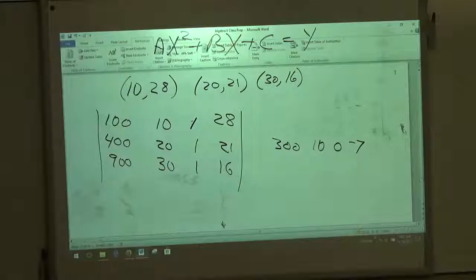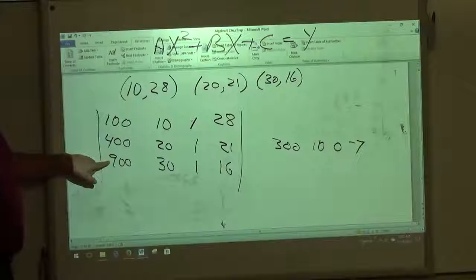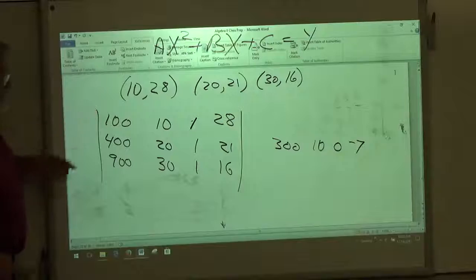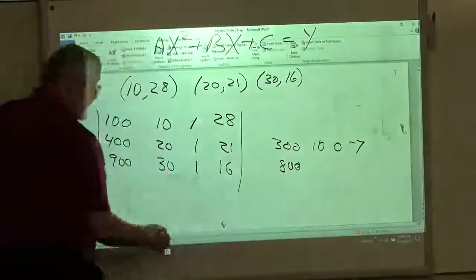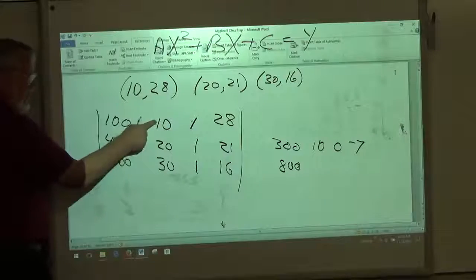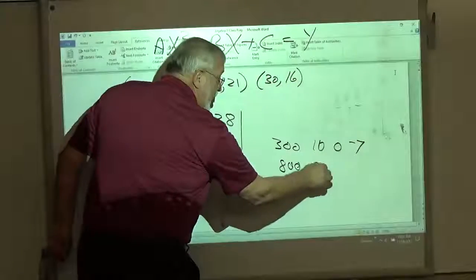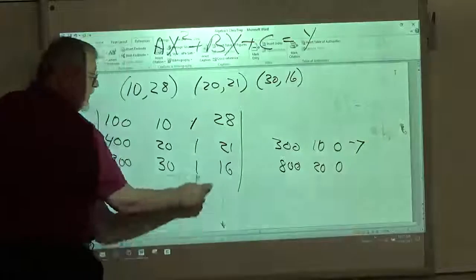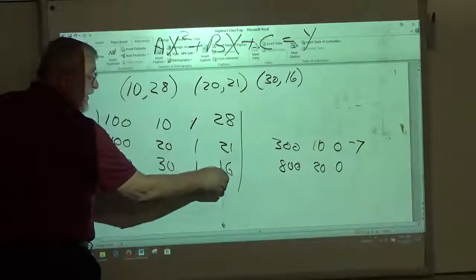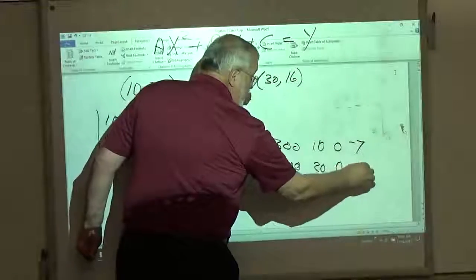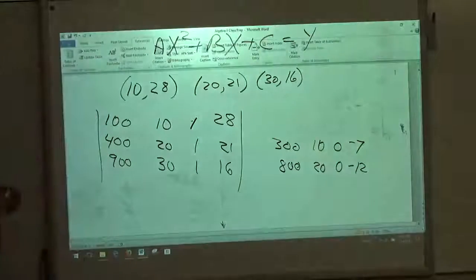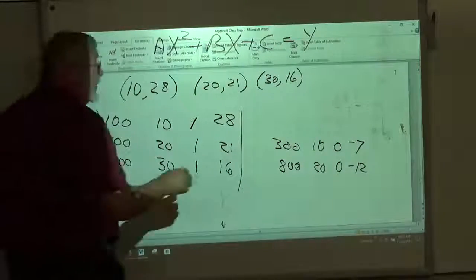Okay, what will be the row underneath that? All right, you'll start with this and subtract the first one. So that'll be 800. And then I'll take 20 and subtract that and get 20. And then 1 subtract 1 is 0. And now 16 subtract this. Looks like it's going to be negative 12, right? Okay, and then the first row is still the same.